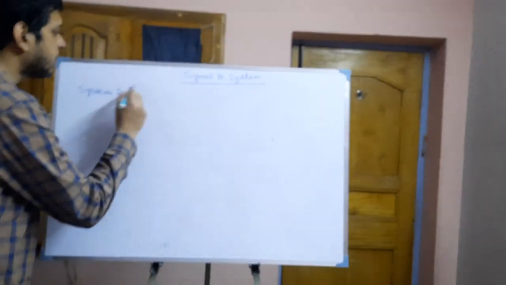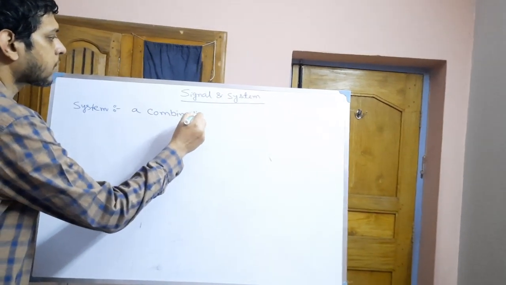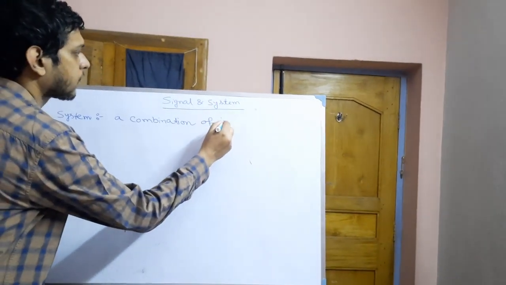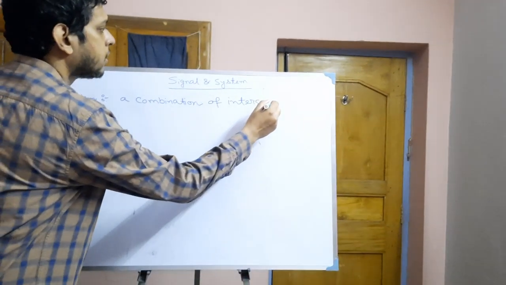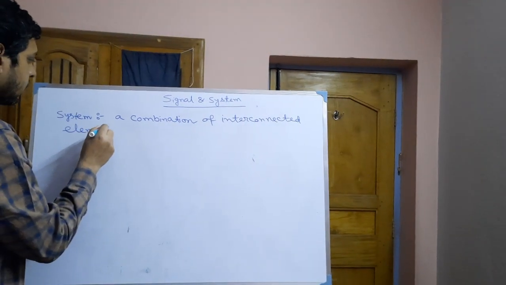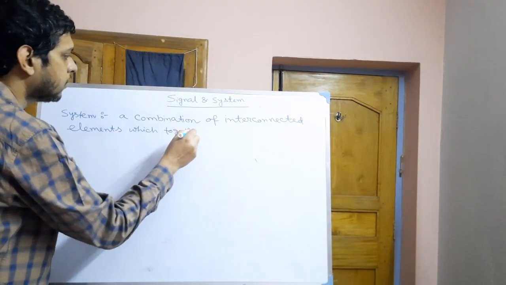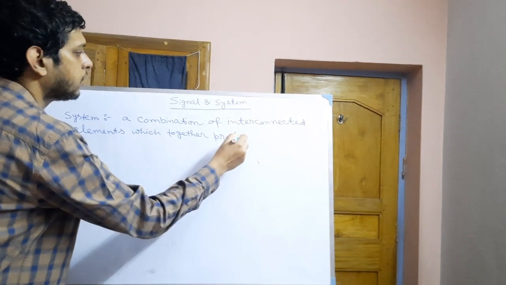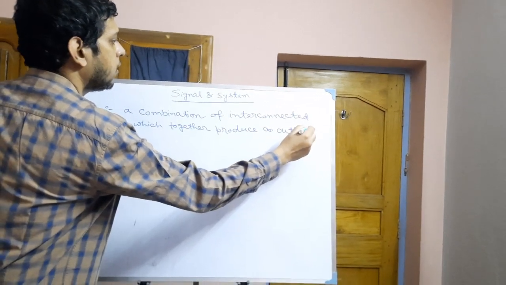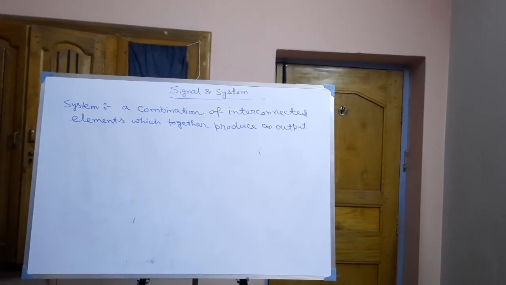What is a system? A system is a combination of some interconnected elements which together produce an output. The number of inputs or outputs may be more than one.